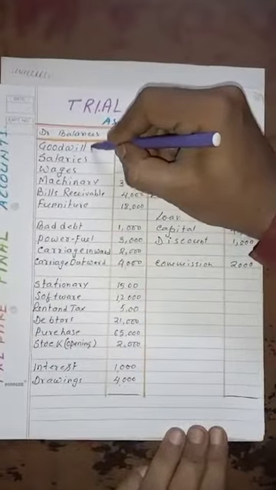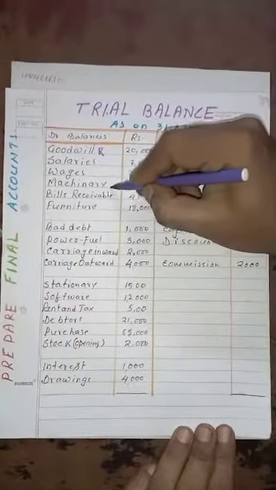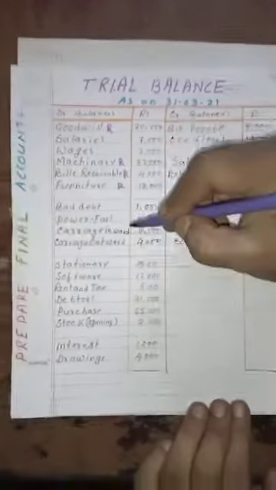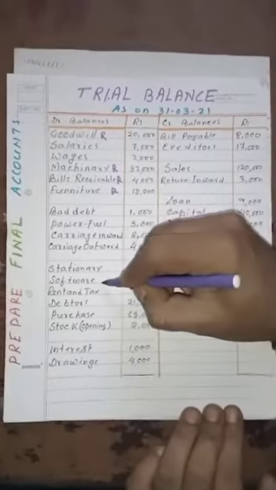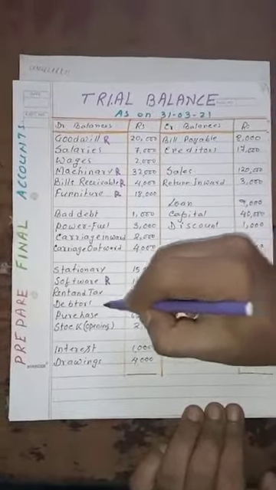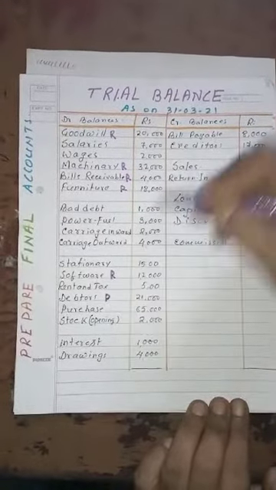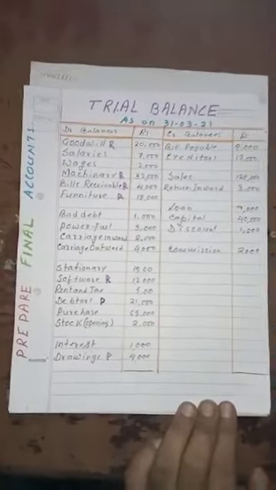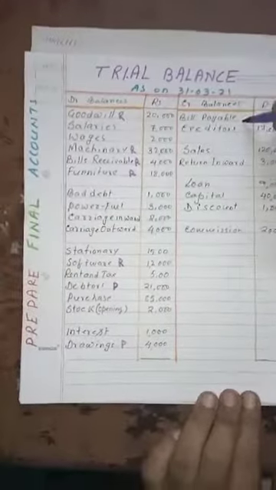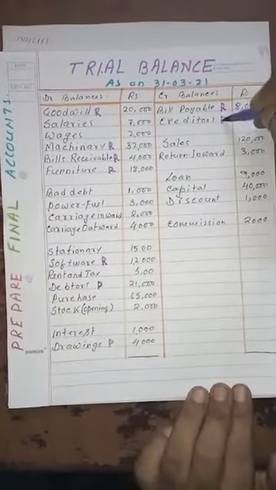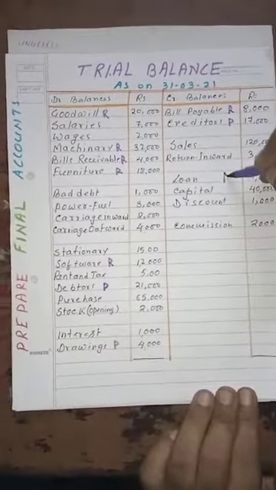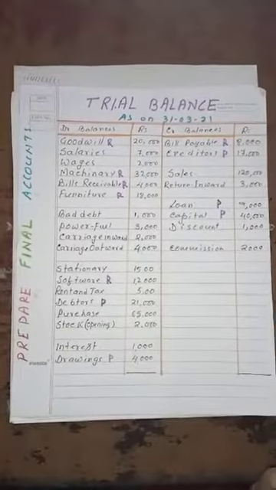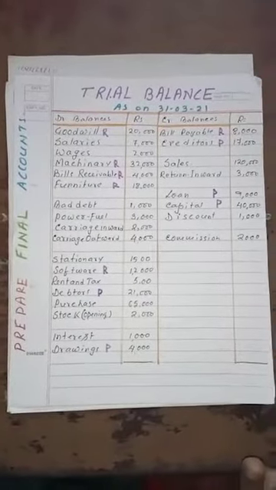Go to real account. Machinery is a real account, you write R. Bill real account, furniture real account, software real account, debtors personal account, drawings personal account. At first, identify real and personal account. In the credit side, you see bill real account, creditors personal account, loan personal account, capital personal account. Clear? We have identified real and personal account.